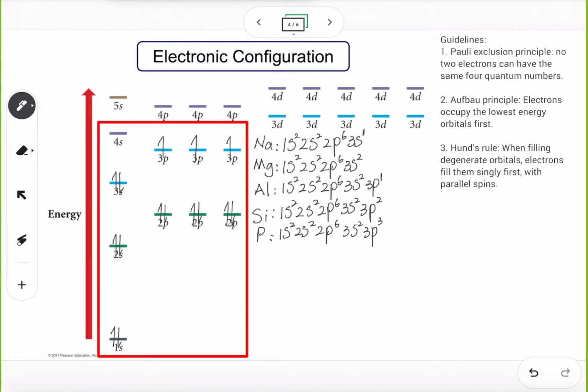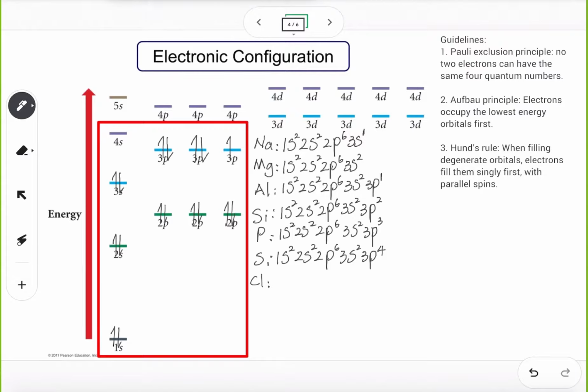The next element, sulfur. Sulfur, 16th electron, and so this 16th electron should be on the first 3p orbital. So for sulfur, 1s2, 2s2, 2p6, 3s2, 3p4.